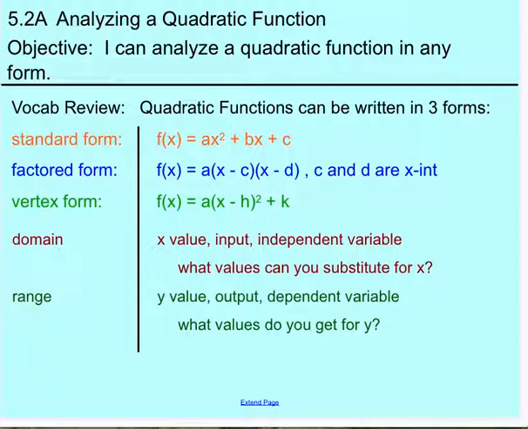Domain, as a reminder, is our x values or our input. Question you can ask yourself to figure out the domain of any function is what values can you substitute for x? In the case of a quadratic function, the answer is all real numbers. The range is the y value or the output. What values do you get out of the function for y? And as we saw with the parabola, y is either greater than or equal to the minimum value if it opens up, and that's the y coordinate of the vertex, or y is less than or equal to the maximum value, or the y coordinate of the vertex, if the parabola opens down.